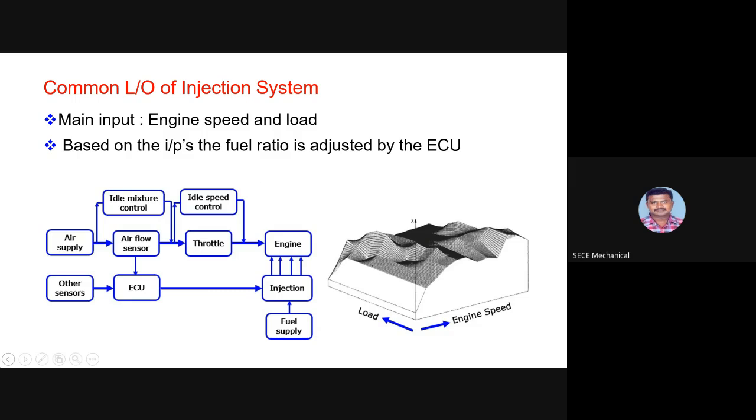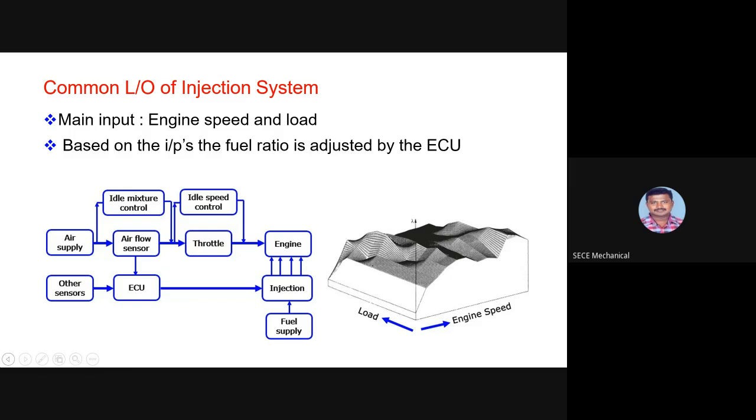Okay, this is a common input and output of the injection system. The main inputs are engine speed and the load. Based on the inputs, the fuel ratio is adjusted by the ECU. As I said earlier, that depends upon the vehicle moving condition, whether it is idle, or whether it is moving, or at very high speed, or whether heavy load is induced.